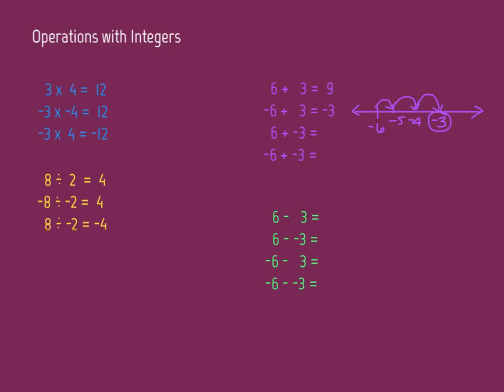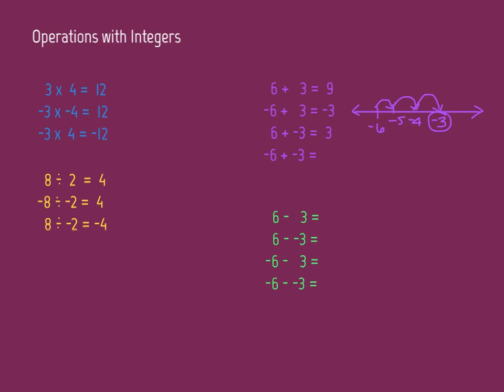What's going to happen now when we change it, though, and we do positive 6 plus negative 3? Well, let's think about temperature again. If it's positive 6 degrees outside and all of a sudden we add negative degrees to it, it's going to get colder. So we're actually taking away 3 degrees. 6 plus negative 3, 6 take away 3 would give us 3 degrees.